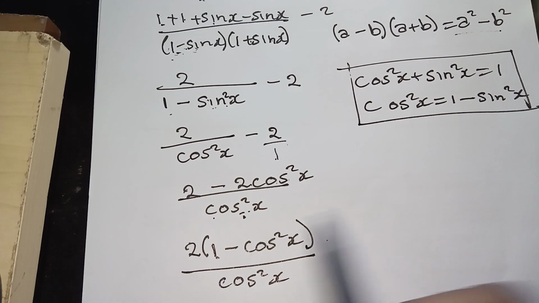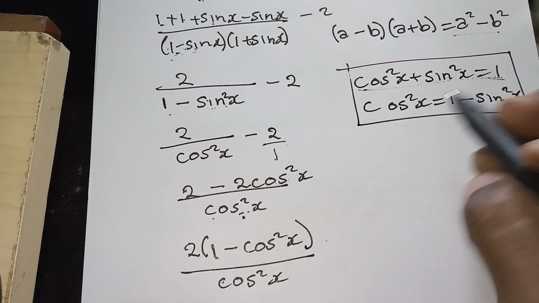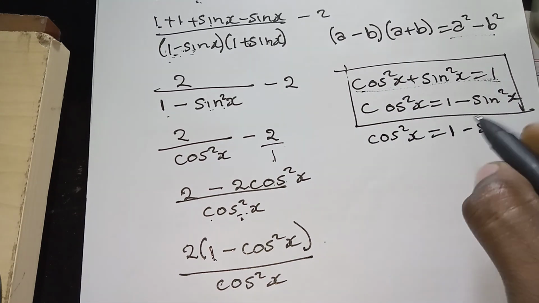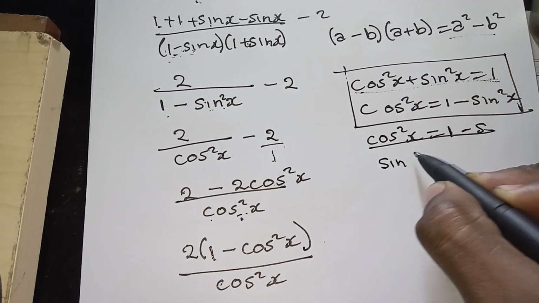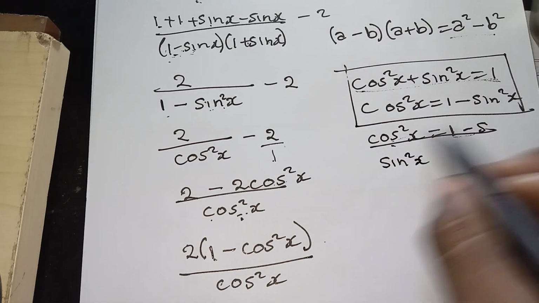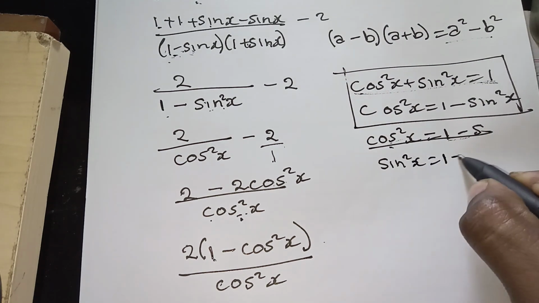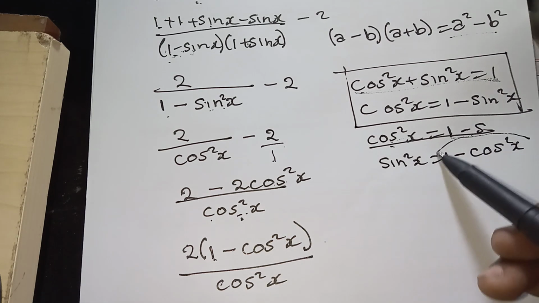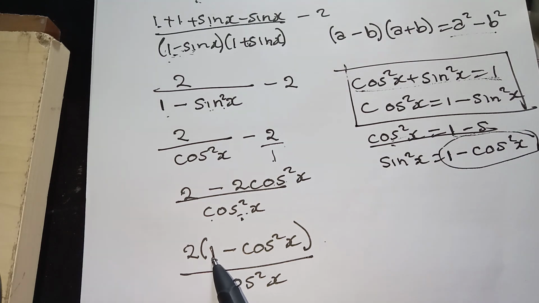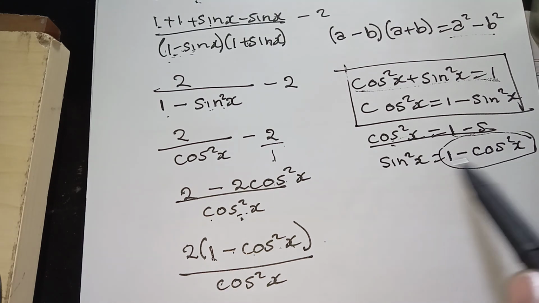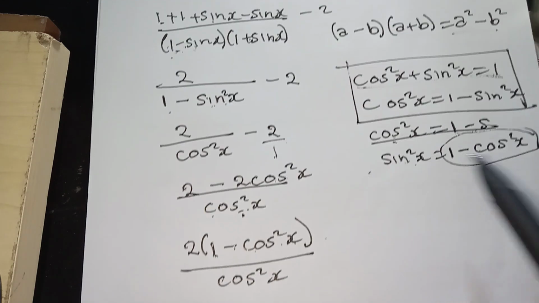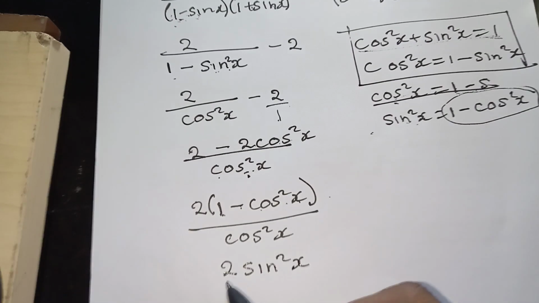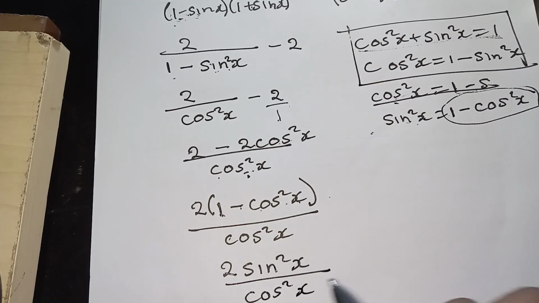If we were to make cos x the subject of the formula there, this would be sine x. Let's make sine squared x. It's okay to make this one though, but I prefer making sine the subject because I can clearly see this part there. So where we have 1 minus cos squared x, which is the same as sine squared x, we can write sine squared x. So here we have 2 sine squared x, everything over cos squared x.